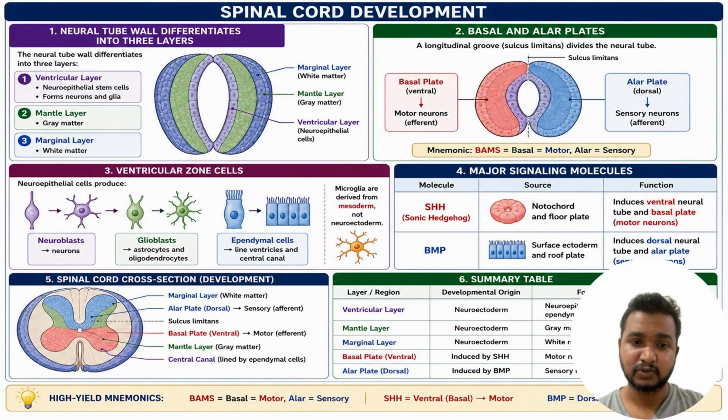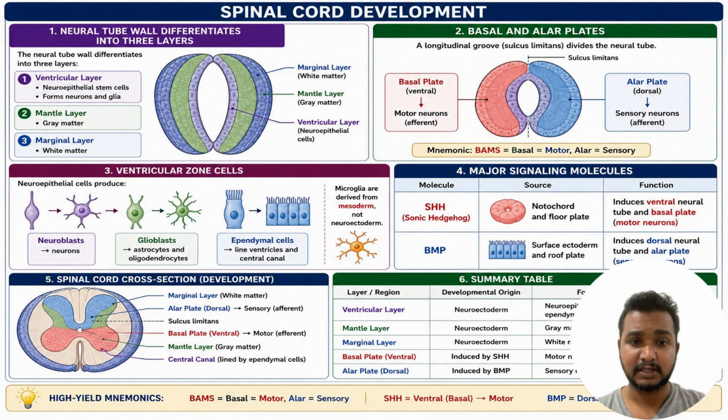Now, if we look at the mature spinal cord, everything makes perfect sense. The gray matter, derived from the mantle layer, forms the butterfly-shaped center. The white matter, derived from the marginal layer, surrounds it. The dorsal horn receives sensory information. The ventral horn contains motor neurons. And the central canal is the remnant of the original cavity of the neural tube.